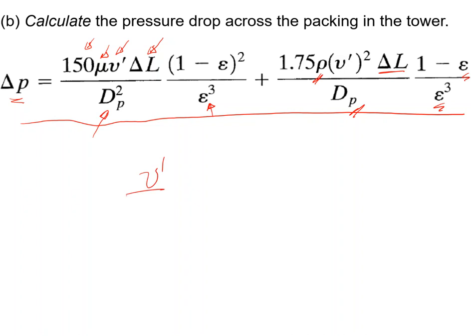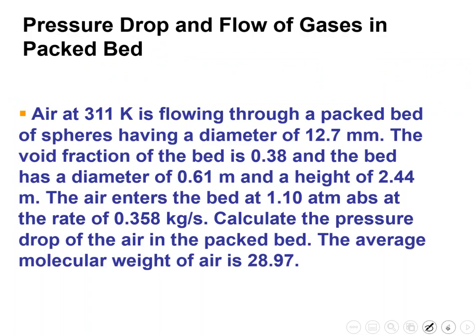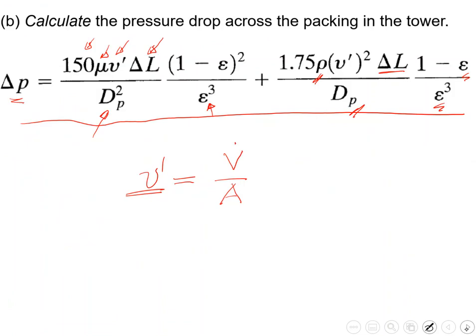So what is V prime? We said V prime is the superficial velocity, which is the velocity based on the empty bed. This is the same as we have done before. It is like the velocity inside a pipe. And how did we calculate velocity inside the pipe? It's simply V dot divided by the area. Did he give us those data? I believe yes.